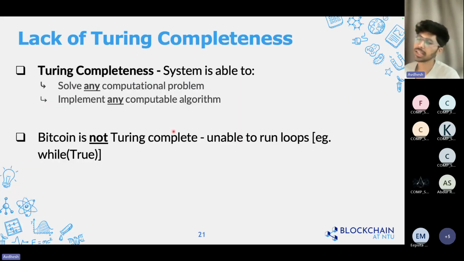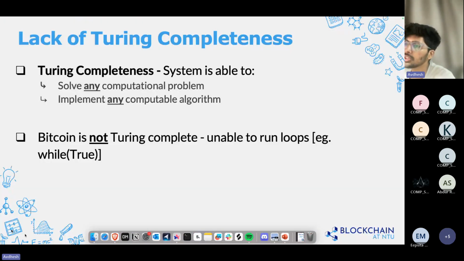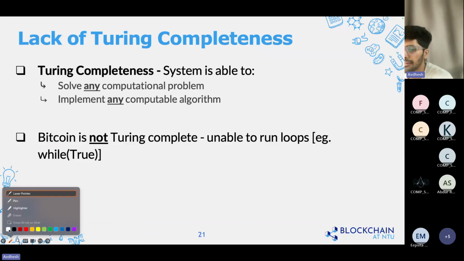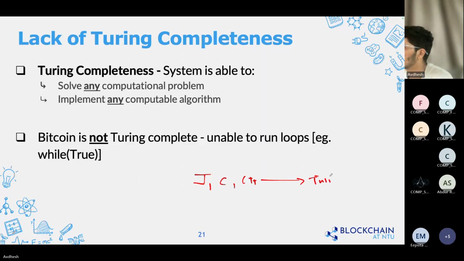And the second limitation of Bitcoin is the lack of Turing completeness. You must have heard this word a lot: Turing complete. What is Turing complete and what is not? To give you an example, all of the high level languages that we have, like Java, C, C++, are Turing complete. What does that mean? That they can solve any computational problem, and they can implement any computable algorithm as long as it is under mathematical laws.